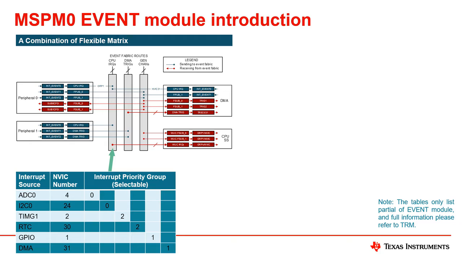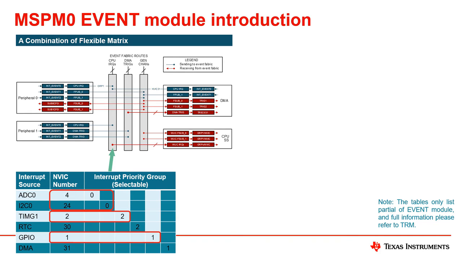The following table gives an example of interrupt event priority configuration, where ADC0 will have the highest priority and I2C0 will have the same interrupt level as ADC0. TIMG1 GPLS has a lower NVIC number, but will have lower interrupt priority than ADC0 and I2C0 in group 0.